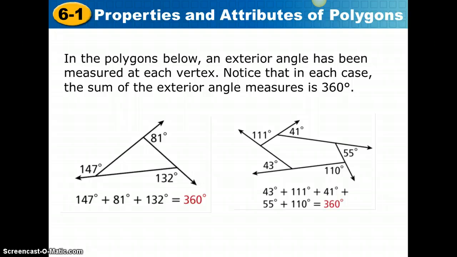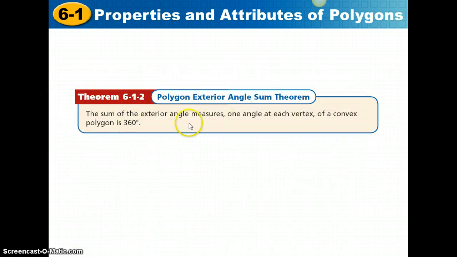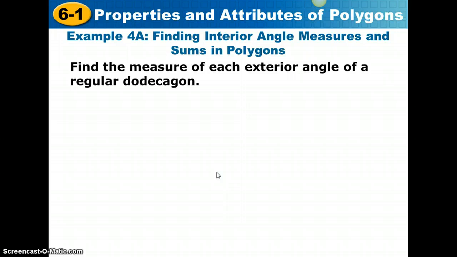Now to talk about the exterior angles, what they would add up to, you'll notice that no matter how many sides the polygon has, the exterior angles always add up to 360 degrees. The sum of the exterior angle measures, one angle at each vertex of a convex polygon, is 360 degrees. So in example 4, we're going to use that fact to find angle measures.